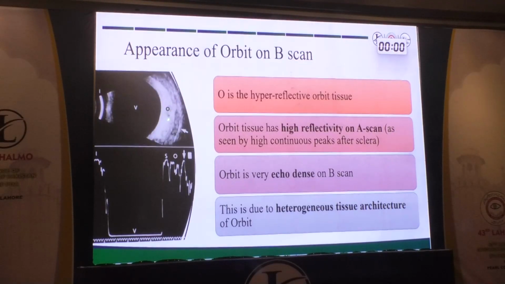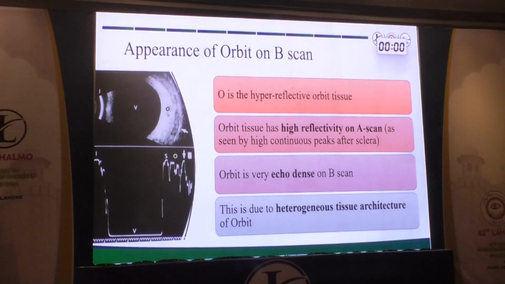This is the orbital tissue. This is the vitreous cavity. Orbital tissue has high reflectivity on A scan, as seen by high continuous peaks after the sclera. You can see this is the sclera and this is the orbital tissue. And on A scan there are high waves after. This is the orbital tissue.